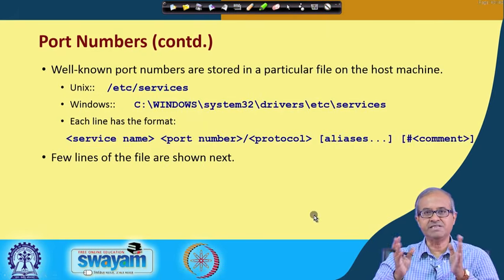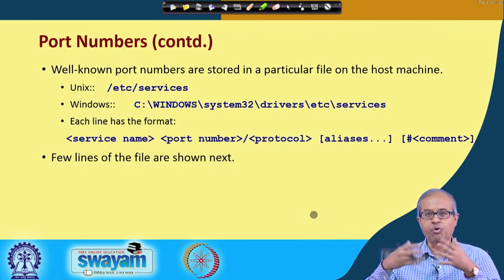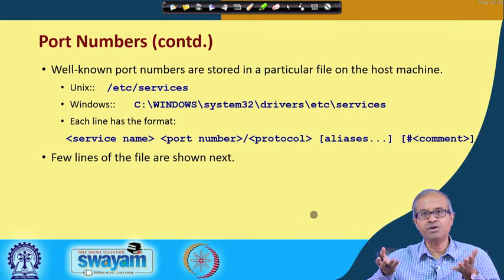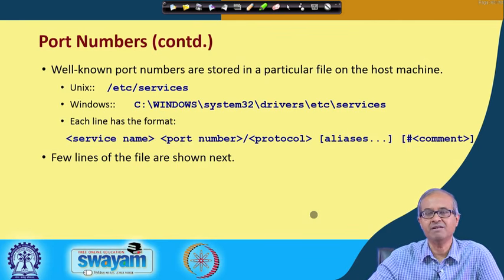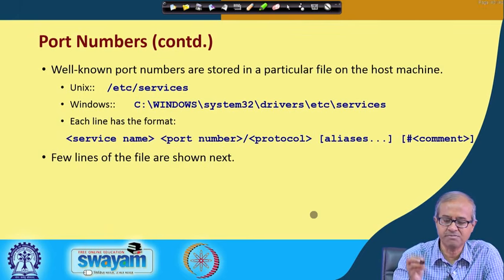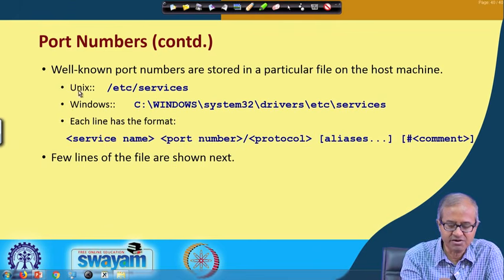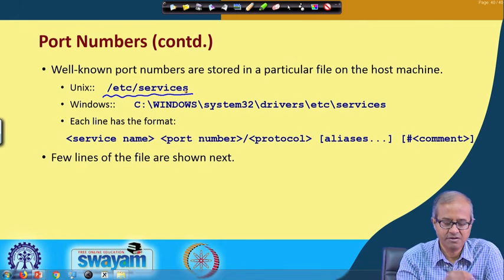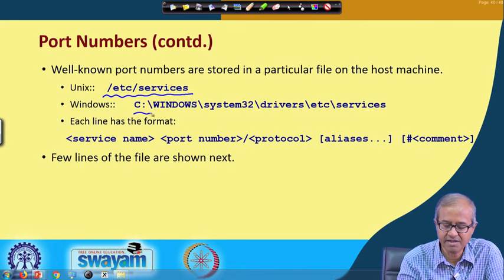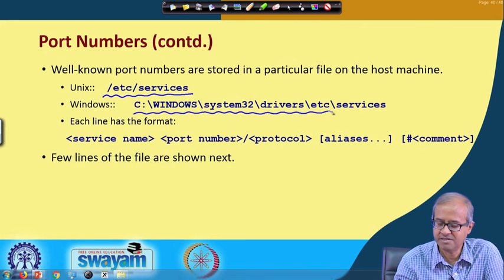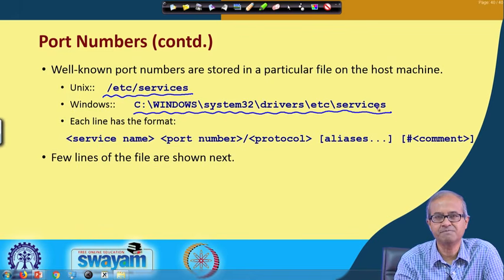Now, on each system, each computer, these well defined port numbers and other port numbers that you may like to define yourself are stored in a particular file. If you want, you can have a look at them yourselves. Well, on any Unix or Linux system, there is a file located under root, under the etc directory. The name of the file is services. Well, under the Windows operating systems, various versions of Windows are there. Typically, under this path, there is also a file called services.